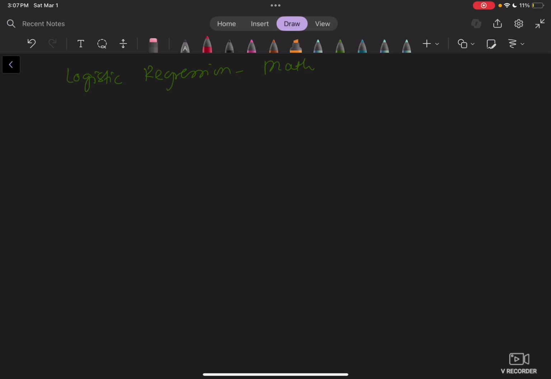So let's understand the math behind logistic regression a bit more, and we're trying to get to the cross-entropy function here. But we're going to jump around a bit and understand all the bits and pieces so that the picture comes together, okay?